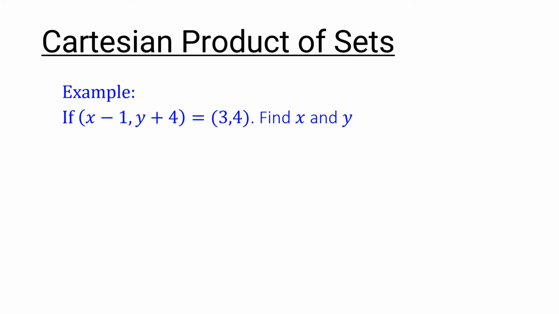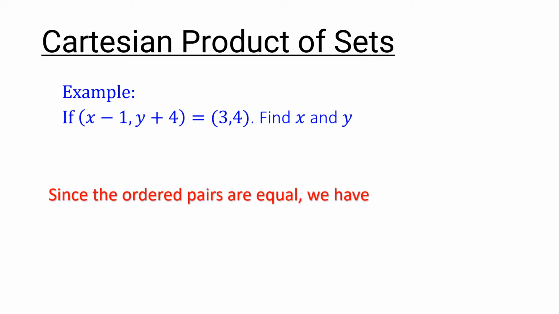Now let us take an example. We are given two ordered pairs (x minus 1, y plus 4) and (3, 4). We are also given that these ordered pairs are equal. We are required to find the values of x and y. Since the ordered pairs are equal, we have x minus 1 equals 3 and y plus 4 equals 4. This gives x equals 4 and y equals 0.